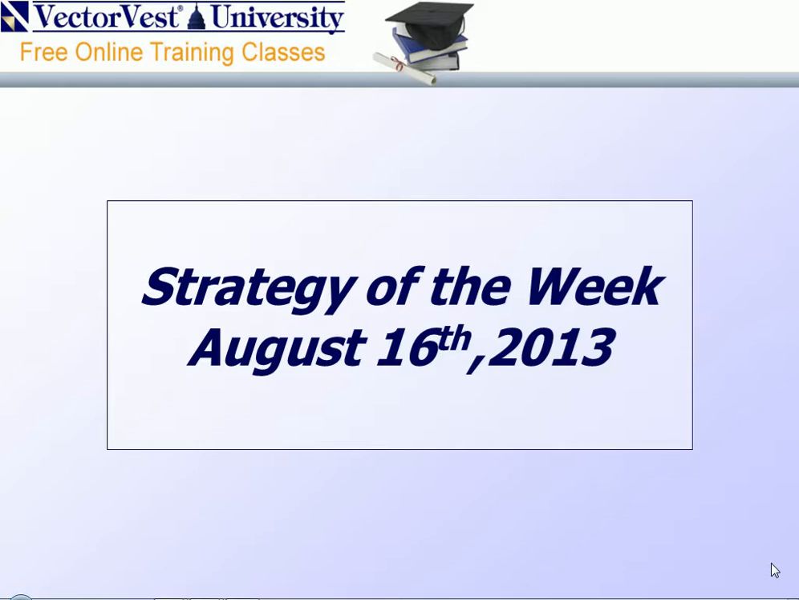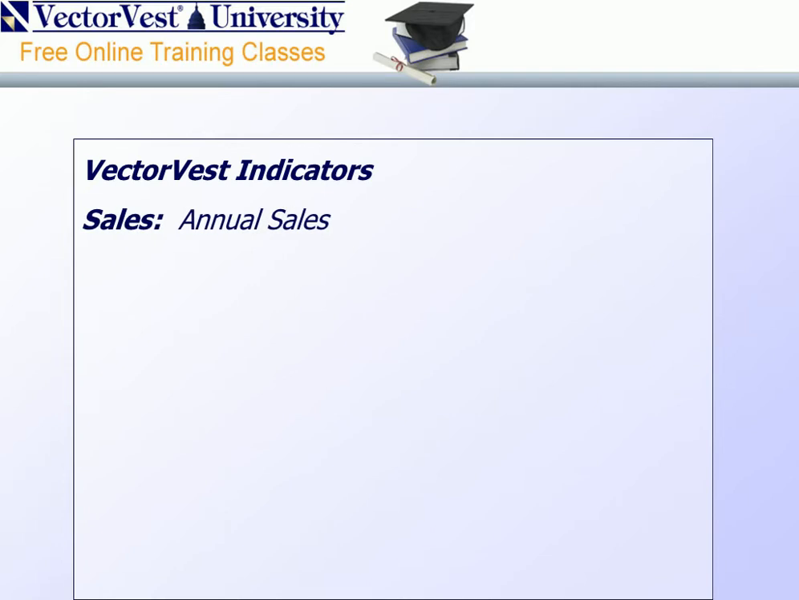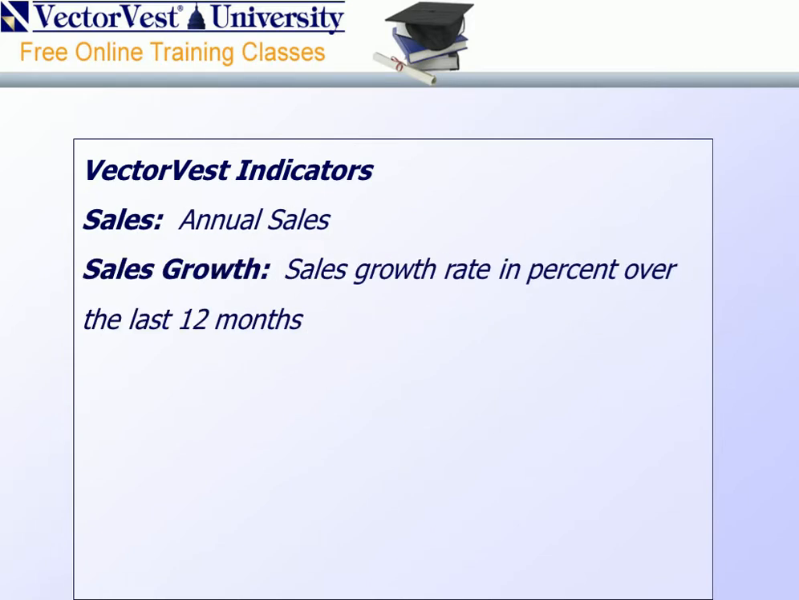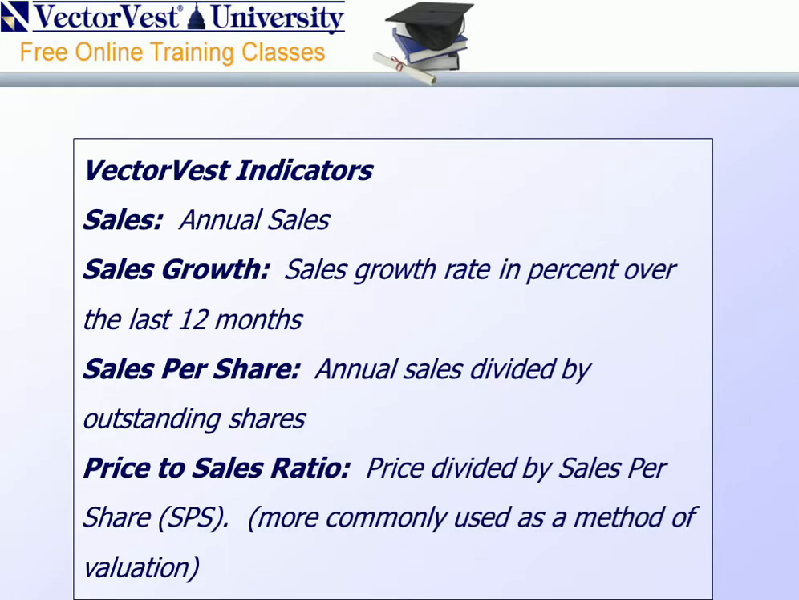VectorVest, of course. VectorVest has sales data for each company, namely our first parameter, sales, which is the annual sales for the company; sales growth, which is the sales growth rate in percent over the last 12 months; sales per share, annual sales divided by the outstanding shares; and finally the price to sales ratio, the ratio of price per share to sales per share. Each of these indicators can be found in our stock viewer.